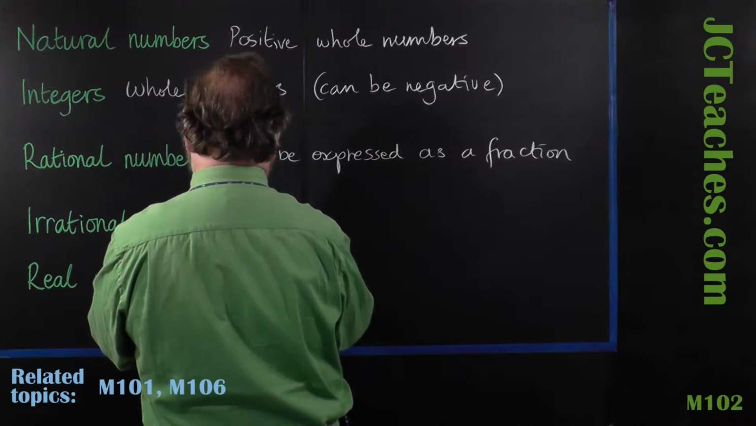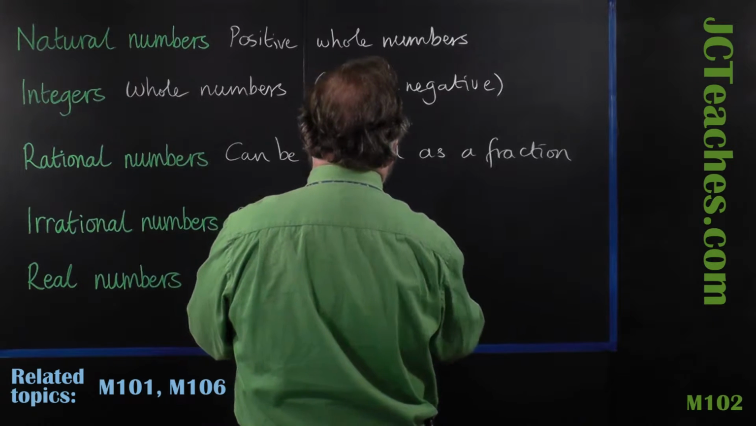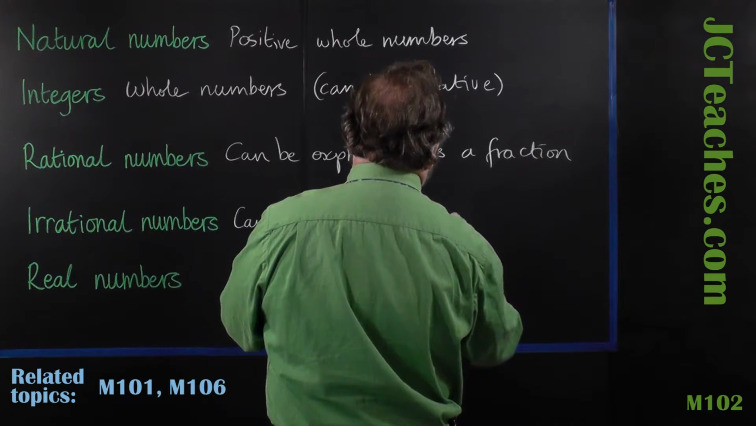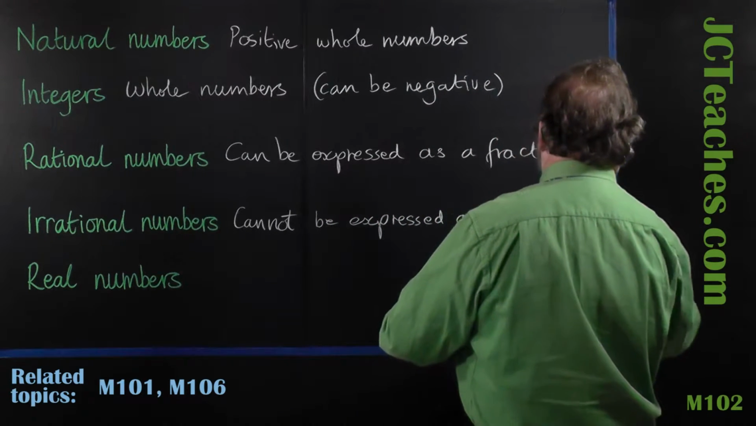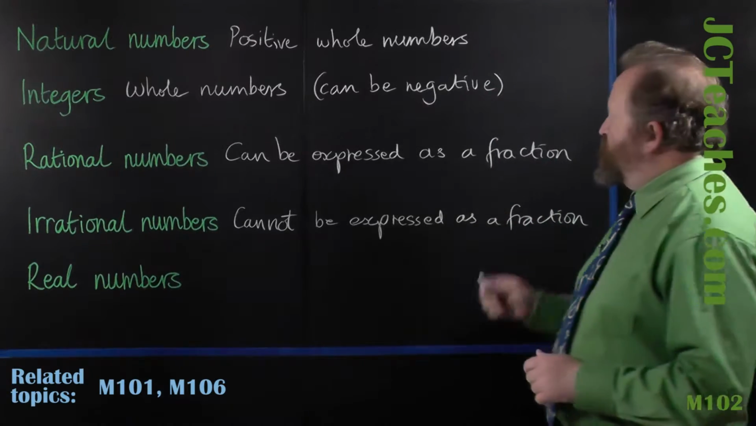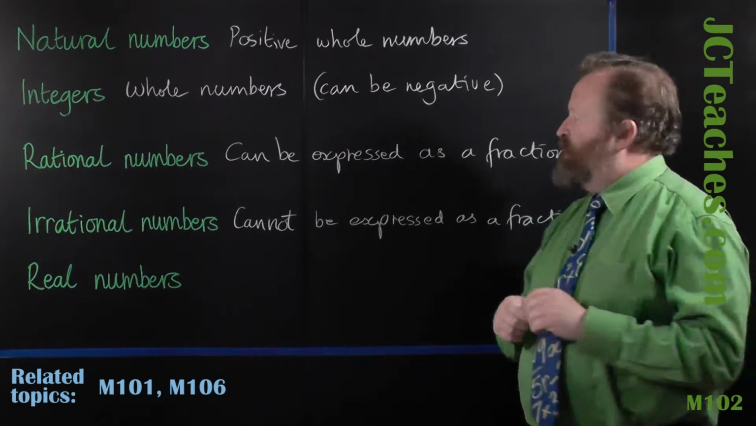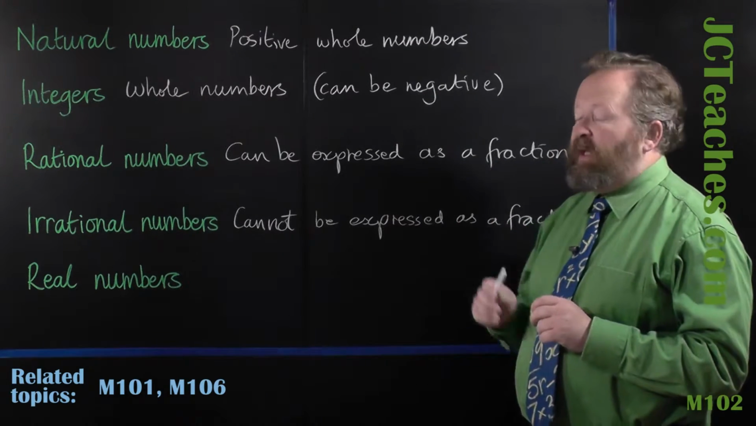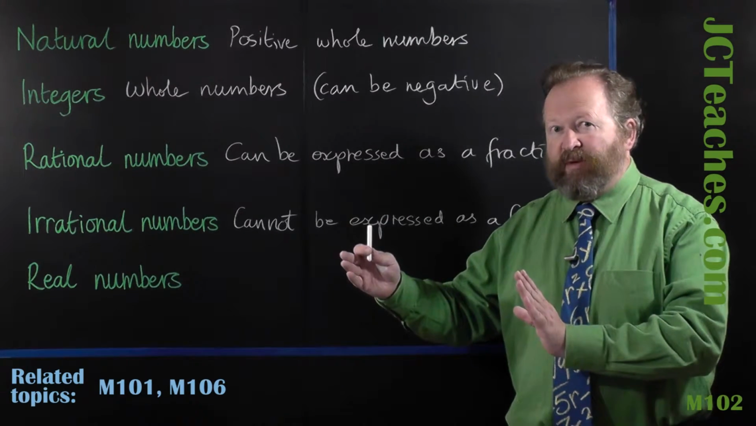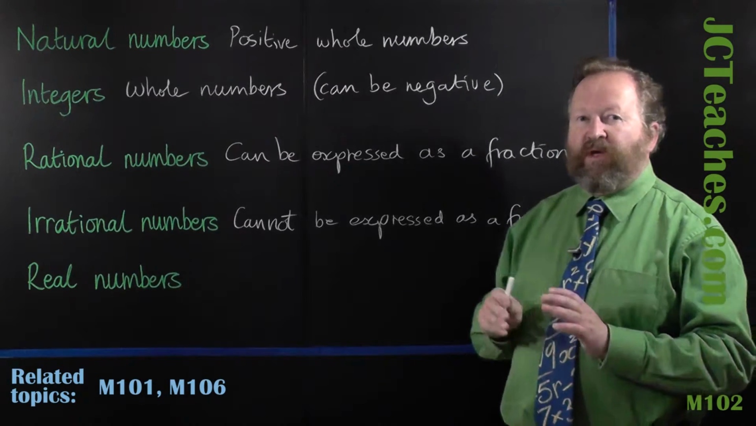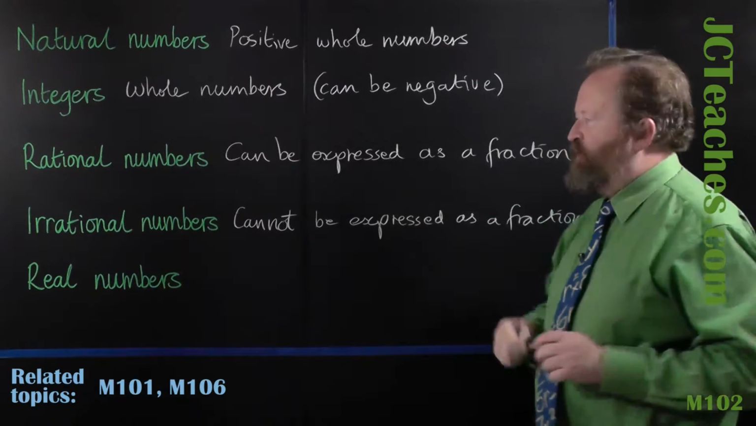So cannot be expressed as a fraction. Okay, so we can't express these as a fraction, and when you put them as a decimal, you have this endless non-repeating sequence of digits. Non-repeating. Some rational numbers have an endless sequence of digits after the decimal point, but they are likely to be a recurring decimal where the same digit or the same short sequence of digits repeats over and over.